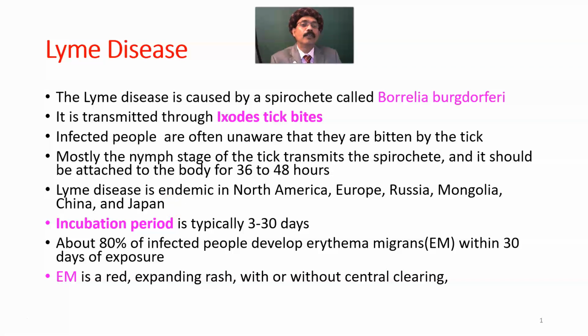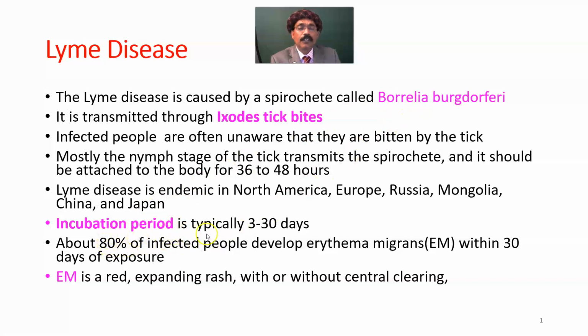Why is it more common in the northeastern side? Because of the larger deer population. Deer is a host. Other hosts are mice, birds, even the pet dog. Even the squirrel may be a host of the tick, and that tick carries the Borrelia burgdorferi, which is the cause of Lyme disease.